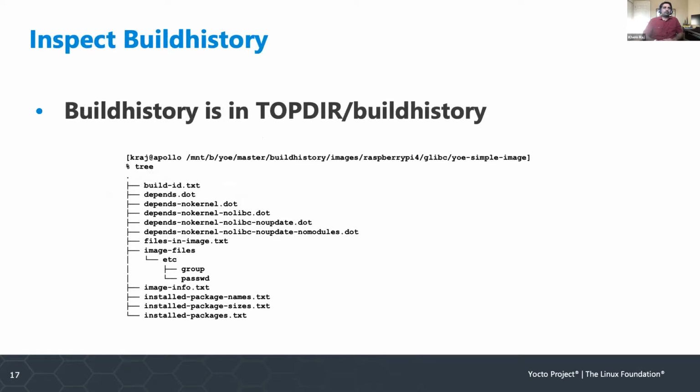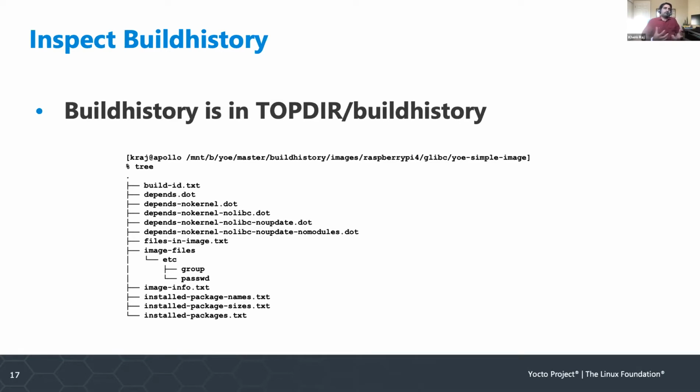All right, so I talked about build history. If you look at the build history a little bit, there are a few files. It records not only the image, but also the build history of whatever it is building. What I'm showing here is the build history of the image itself. There are a few interesting files in there. There is this build-id.txt, but then there are some dependency files, right? And they are very important.